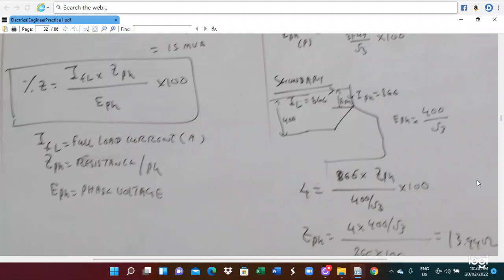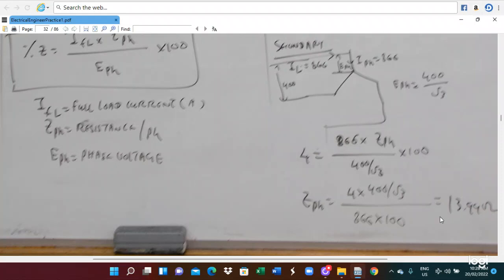Percentage Z equals I_FL multiplied by Z_ph divided by E_ph, into 100. So the percentage Z is 4, and the full load current is the secondary line current, given as 866. This is also equal to the phase current because of the star connection. So the current is 866. Z_ph is unknown. The phase voltage we have to calculate. The line voltage is 400 for the star connection. Phase voltage is line voltage divided by √3, so 400 divided by √3, and then we calculate.